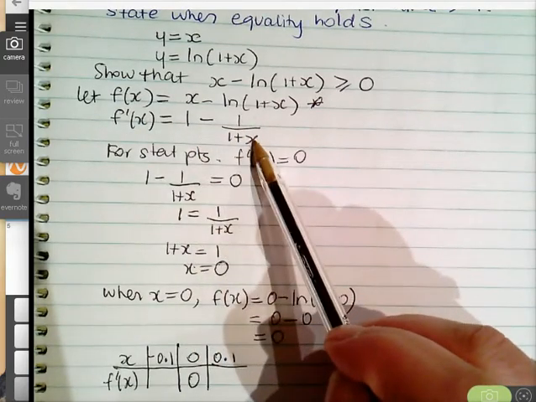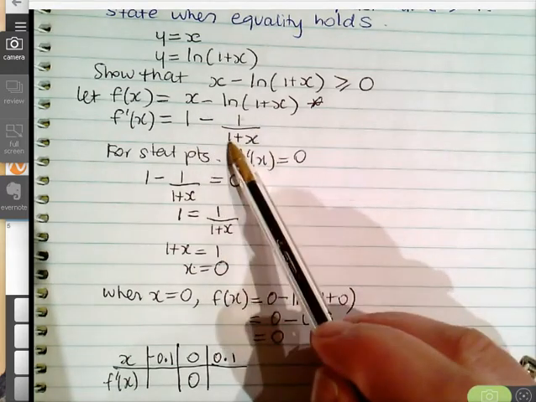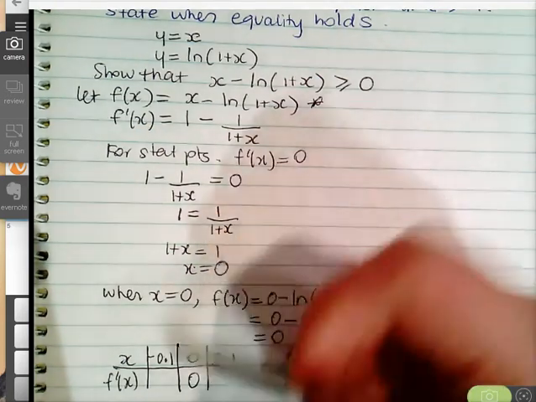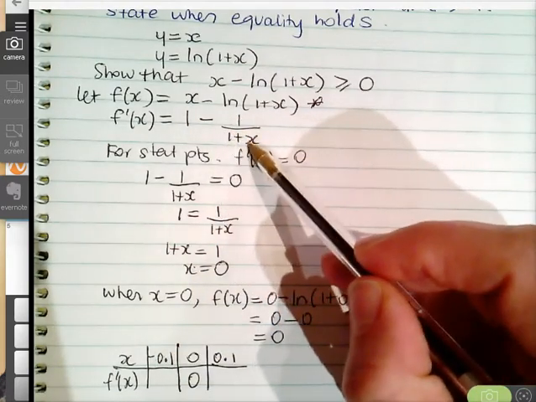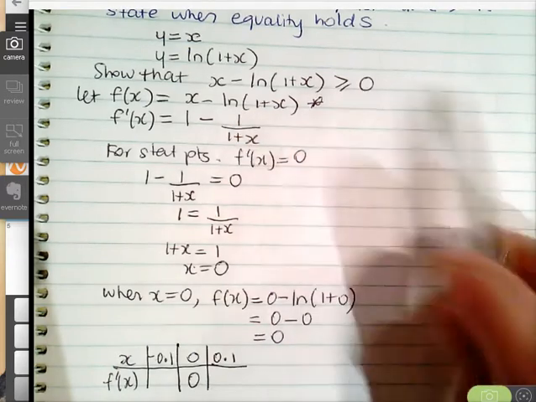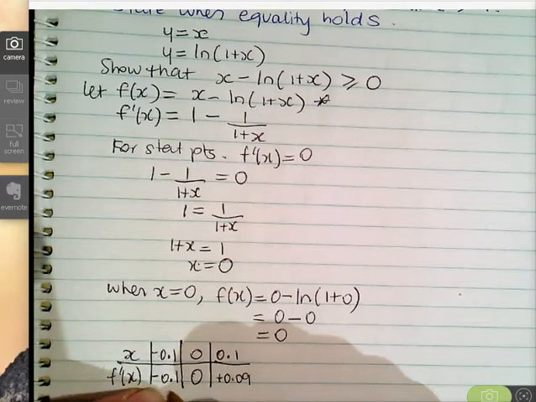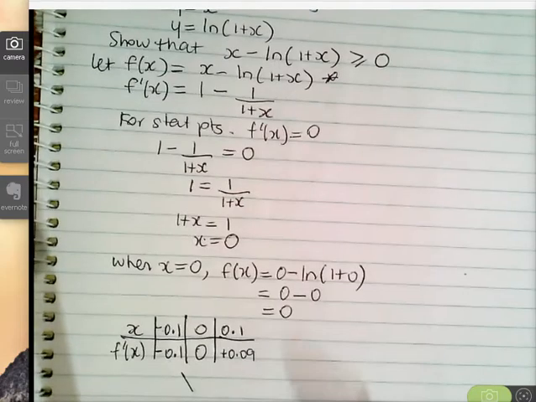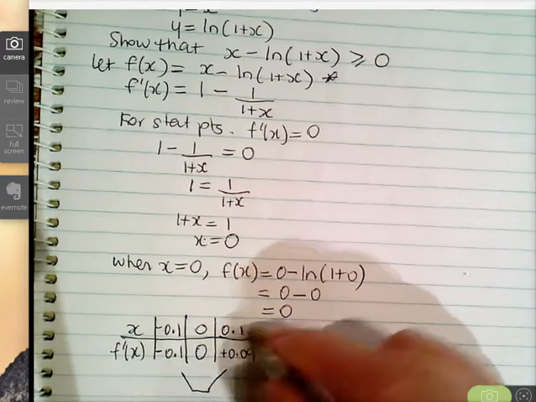When x is 0, f'(x) is 0, because I get 1 minus 1 over 1, so it's 1 minus 1, which is 0. Let's try when x is negative 0.1. So 1 minus 1 over 1 plus negative 0.1, so that's 1 over 0.9. So it's 1 minus 1 over 0.9, and you can do that quickly. We get that the gradient of the curve is negative before 0, the gradient is 0 when x is 0, and the gradient is positive when x is greater than 0.